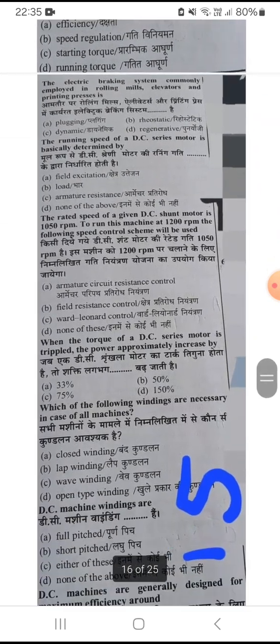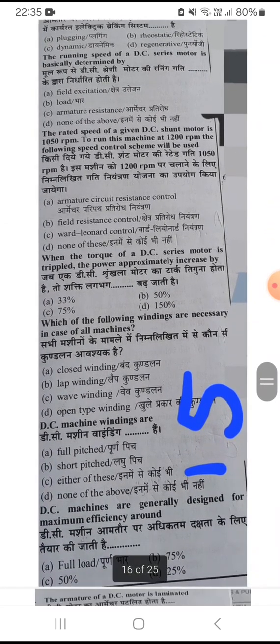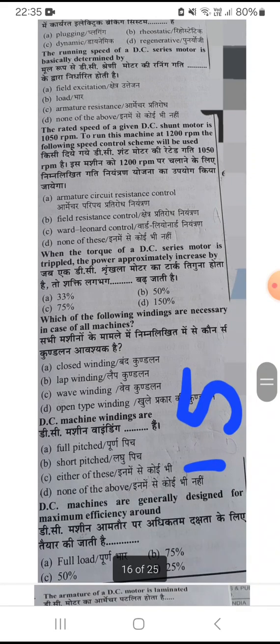Next, the running speed of a DC series motor is basically determined by, option B, load is the right answer. Next, the rated speed of given DC shunt motor is 1050 rpm. To run this machine at 1200 rpm, the following speed control scheme will be used. Option B, field resistance control is used.